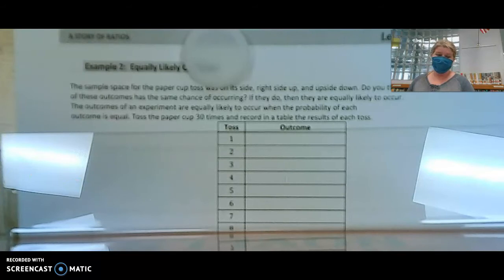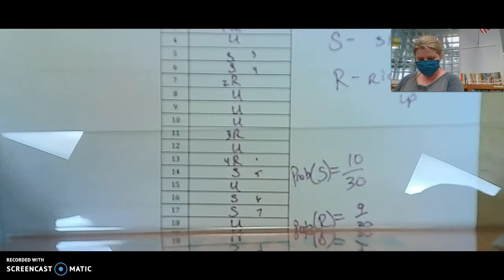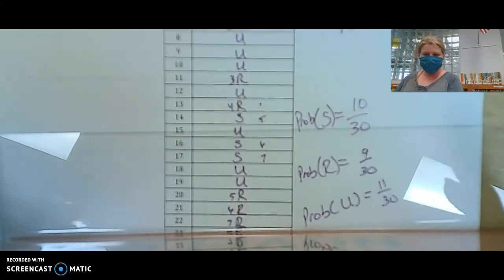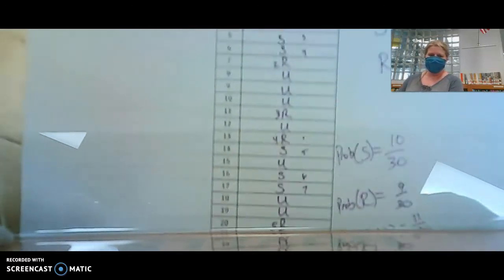expect that. Okay, I made a little key here for upside down, on the side, or right side up, and then I recorded. And the reason mine have numbers is because when I finished the experiment, I went ahead and counted how many of each I had. So there's my experiment.